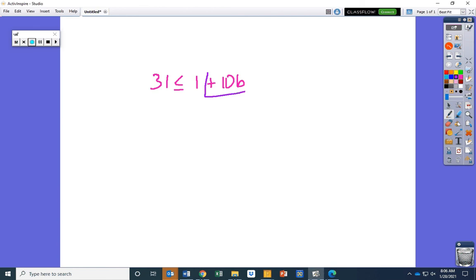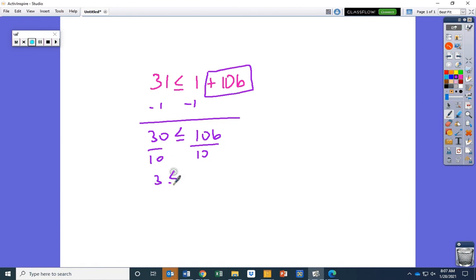This is 10b. Good. All right, what kind of 1 is this that's outside that box? It's a positive. How do I get rid of a positive 1? I subtract 1, and I subtract 1. So I'm left with 30 is less than or equal to 10b, right? Divide each side by what here? By 10. Okay, so 3 is less than or equal to b. Everybody got that, correct?